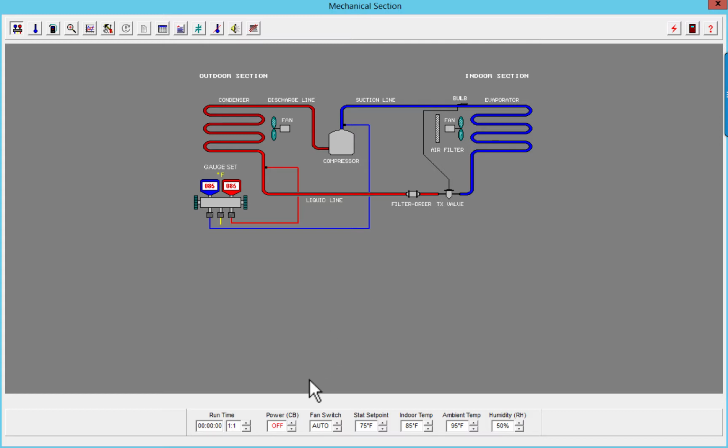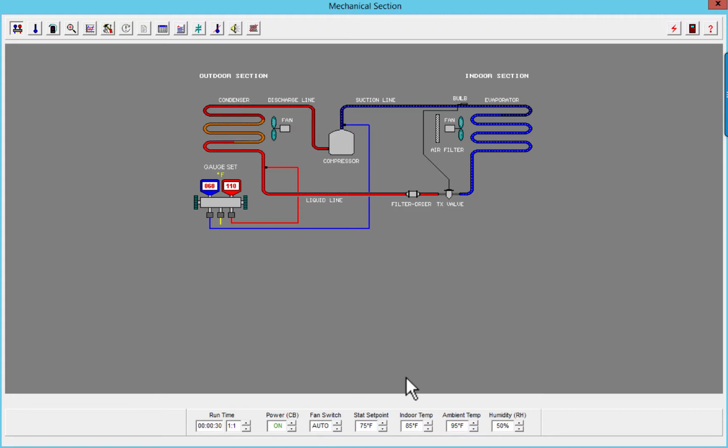So, okay, let's power the system. And we're right now under normal conditions. Okay, this is normal air conditioning conditions. My outside temperature is 95 degrees. My indoor temperature is 85 degrees. My thermostat is set for 75 degrees and my fan switches to auto. Now, I'm not increasing the runtime ratio on this, even though my product does allow me to. Okay, we are slowly watching the system stabilize.